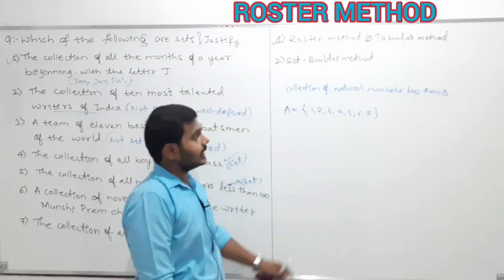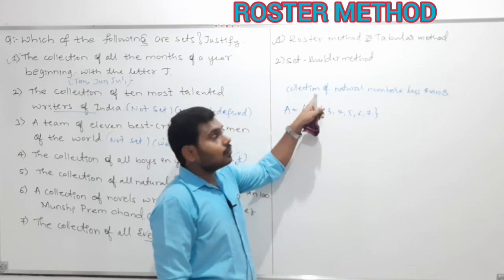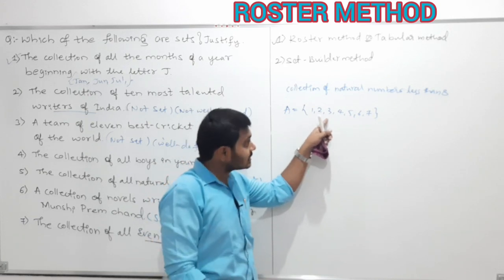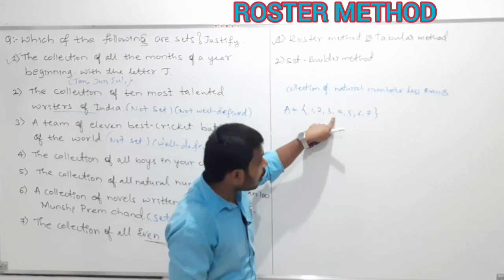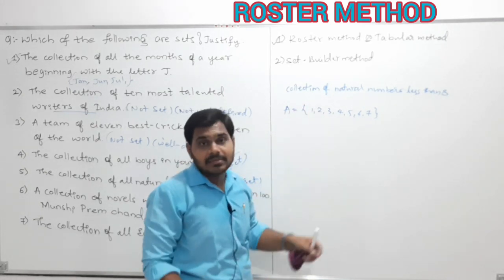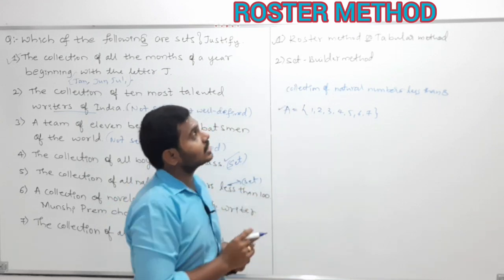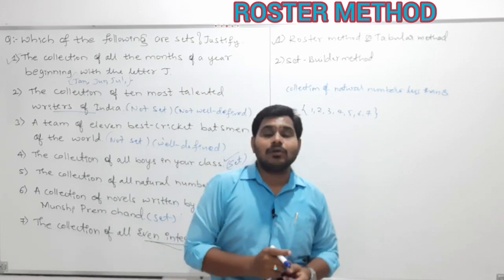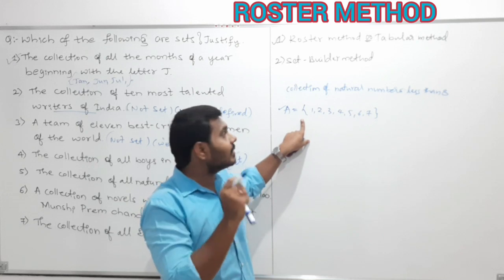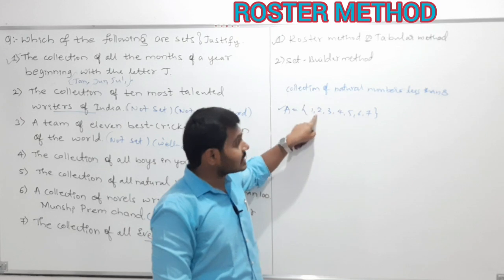Less than 8. Clear? My dear students, all the elements of a set we will list by separating commas, and we will write within the bracket, and if the elements are repeating we will take them only once. This representation we can call roster method, or tabular method. In this method, every element of the set we will list.